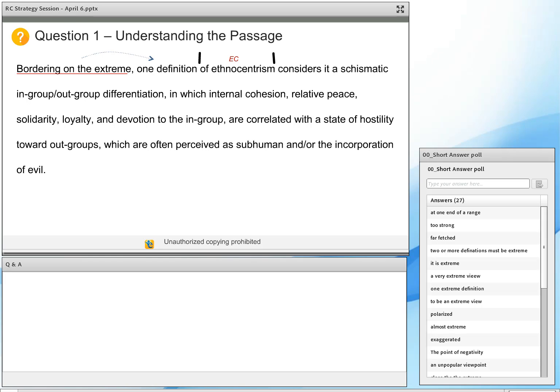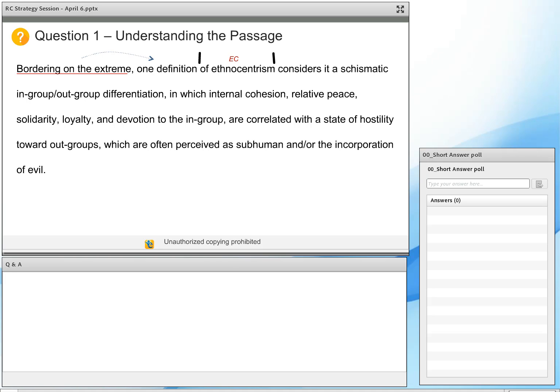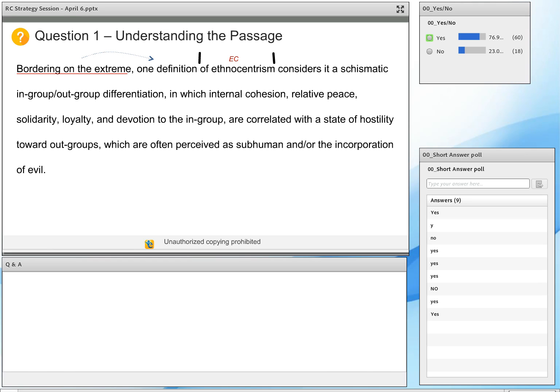So what we know is that the author thinks that this one definition of EC is exaggerated. So would you agree that this is the author's view? That this one definition of EC is exaggerated? Would you agree with that? Yes or no? How many of you agree that this is the author's view? It is definitely the author's view. The author himself is saying that this one definition of EC is an extreme definition. So it is his view.